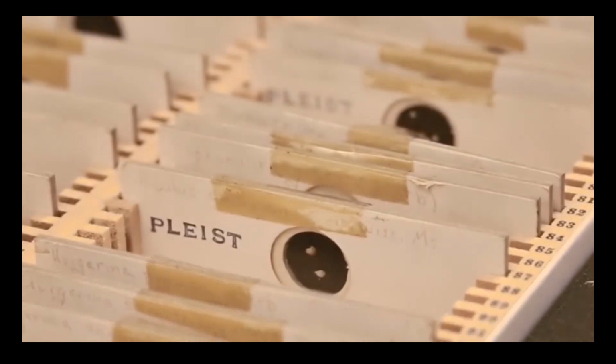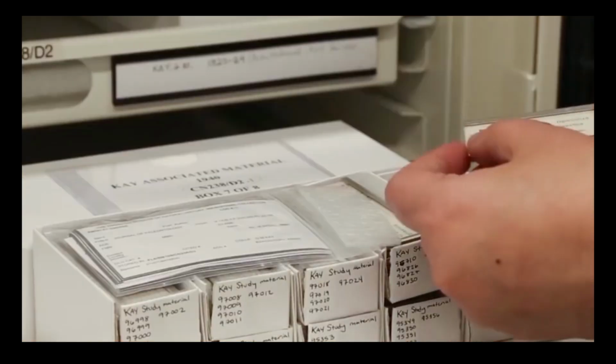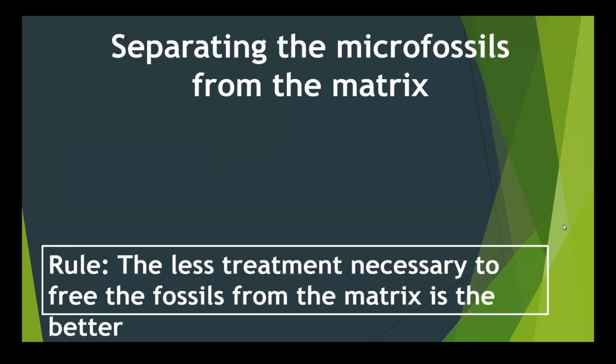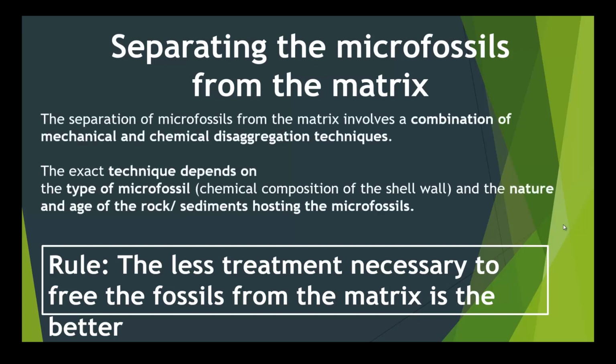Now we continue our lectures with how we separate the microfossils from the matrix of the hard rock. The separation of microfossils from the matrix involves a combination of mechanical and chemical disaggregation techniques. The exact technique will depend on the type of microfossil, that is, the chemical composition of the shell wall, and the nature and age of the rocks hosting the microfossil. The ground rule is the lesser the treatment necessary to free the fossils from the matrix, the better it is.